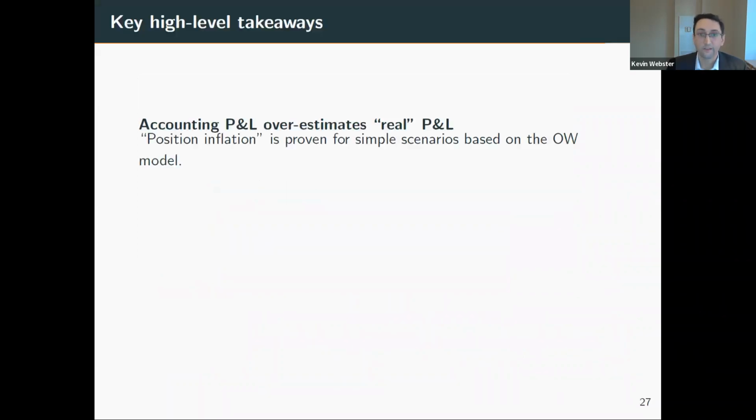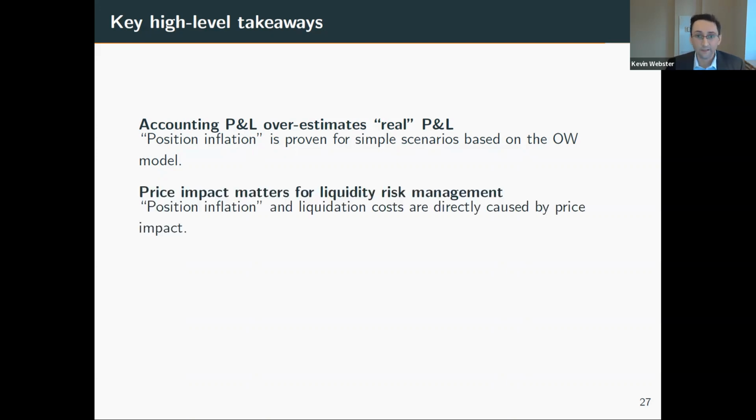That concludes the third section. I'm going to give 3 high-level takeaways from the talk, and then I'll open up to questions. The first takeaway, and the main one, if you had to take one thing away from this talk, is that the accounting P&L that traders and portfolio managers see on their screens overestimates the final closing P&L of their trades and positions. And from a mathematical finance perspective, I've only proven position inflation in 2 cases. I think there's a more general result. I think it has to be an ergodicity type result, but I think there's a more general result at play.